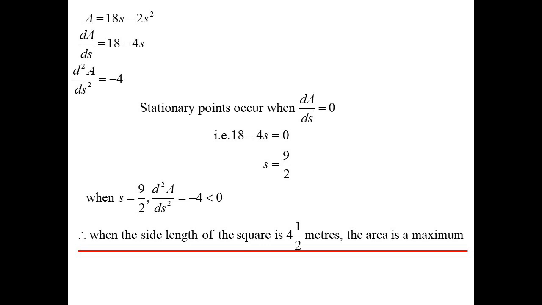Obviously one side's 4.5 metres. What would the other side of the rectangle be? Yeah, it also turns out to be 4.5 metres. See, when we're optimising, the perfect solution very often is the optimal solution. So the rectangle's optimal solution is very often a square. Things like that. Okay, let's do this one.